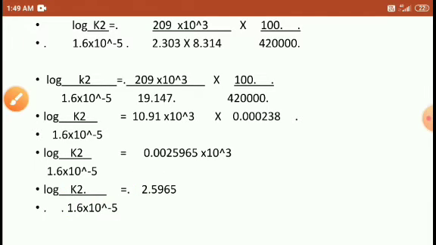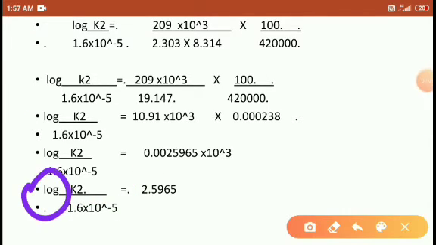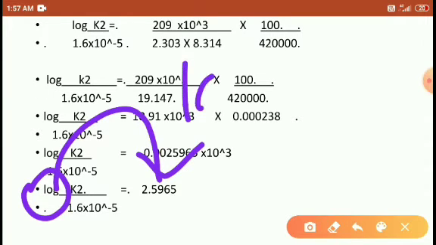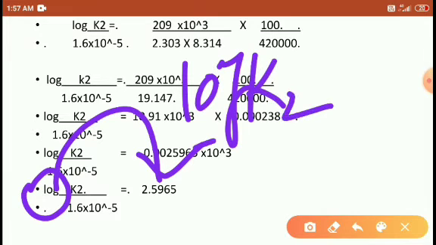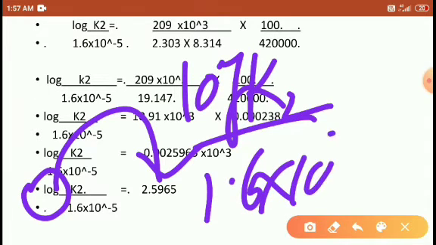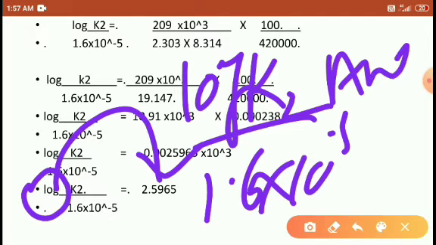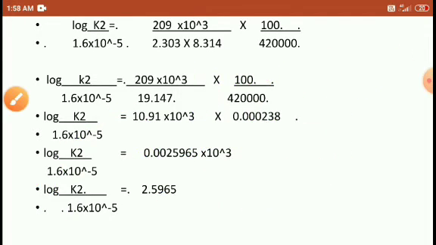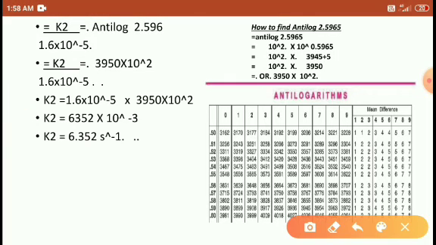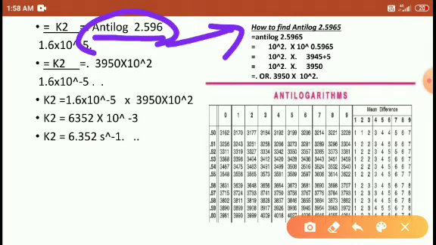We are multiplying these values. Okay students, the log is on the left side; when shifted to the right hand side, it becomes anti-log. So we have to write log K2 by 1.6 × 10^-5 is the anti-log of 2.5965, right? Look at it, students: the log shifted to the right hand side becomes anti-log. We have to find the anti-log of 2.5965. I have solved here how to find the anti-log of 2.5965.